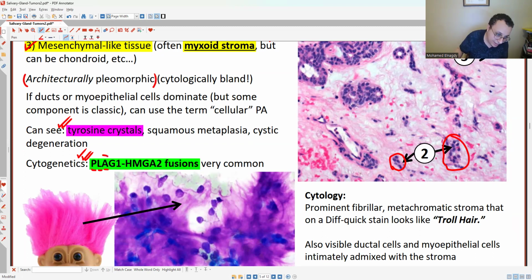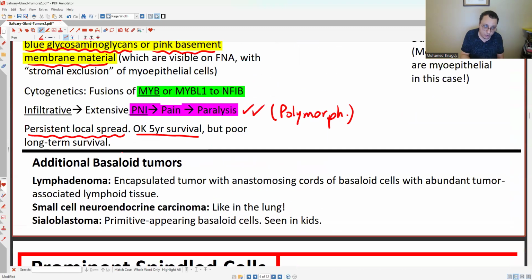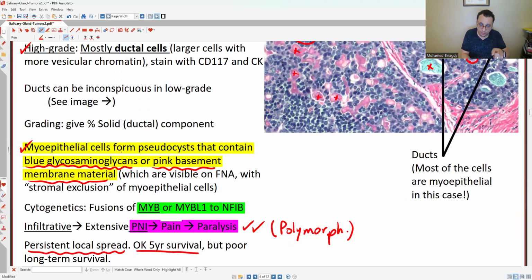So PLAG1 reminds you of pleomorphic adenoma for some reason. It's usually a PLAG1-HMGA2 fusion. That's the most common fusion in pleomorphic adenoma.